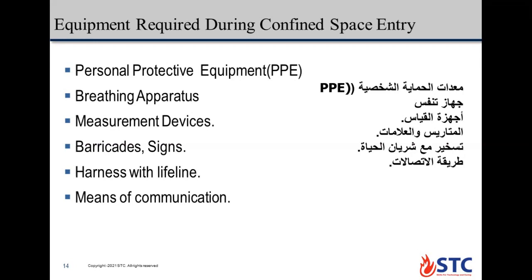This is a symbol of equipment required during the confined space: personal protective equipment (PPE), breathing apparatus and measurement device, brackets and safety harness with the lifeline, means of communication, such as rope or device or walkie-talkie or voice for connection between the person outside on watch and the person inside.